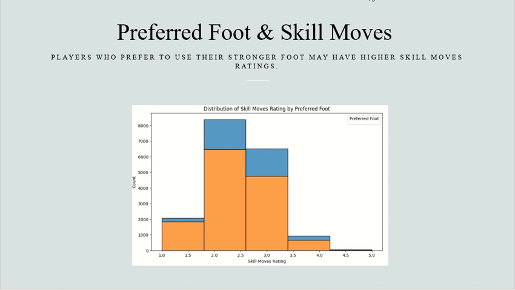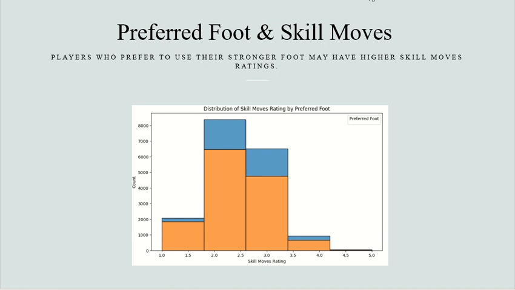The blue bars were taller at higher skill move ratings, reflecting that many of them had good skills in this range. This model seems to affirm the claim that players who have a preference for their stronger foot do have higher skill move ratings. The histogram turned out to be the best visualization format since it gives an effective way of showing the distribution of a variable across different categories. Histograms are good at visualizing and comparing frequency distributions.